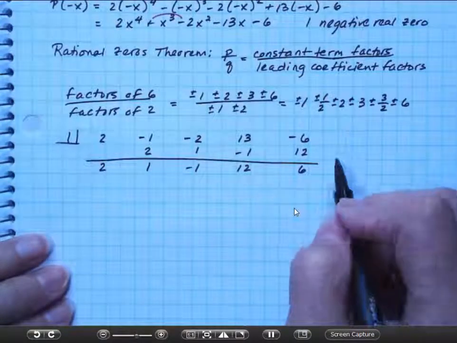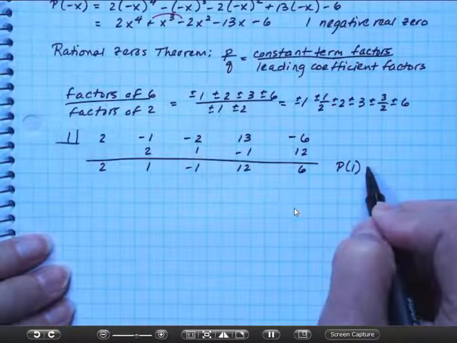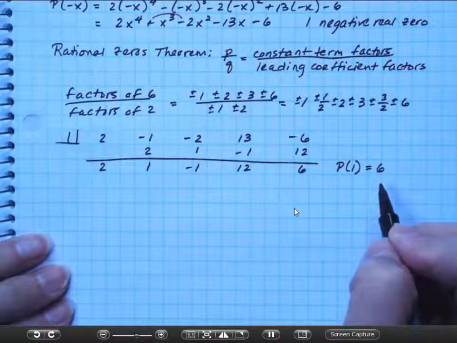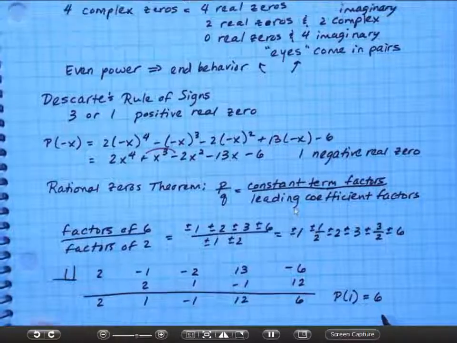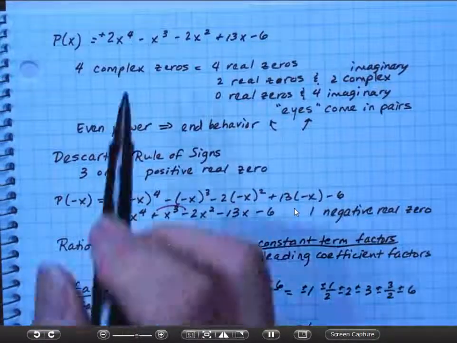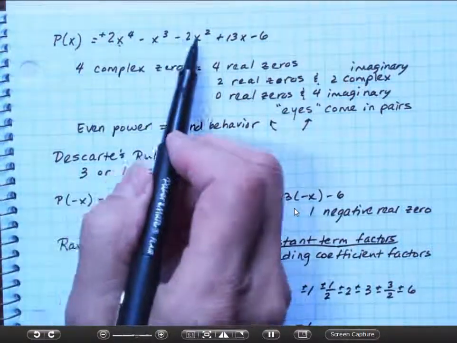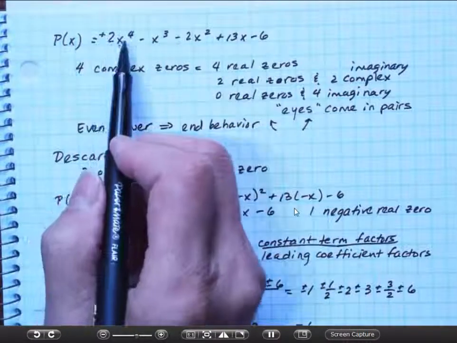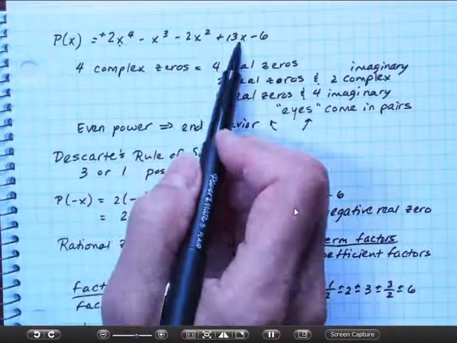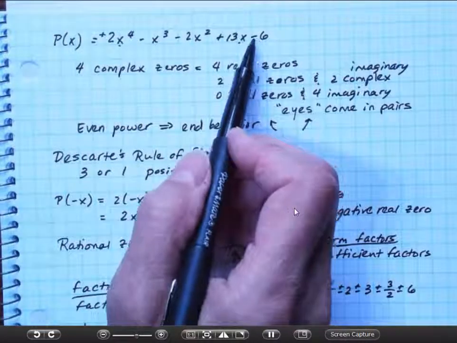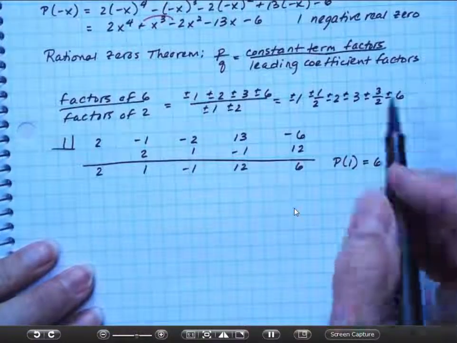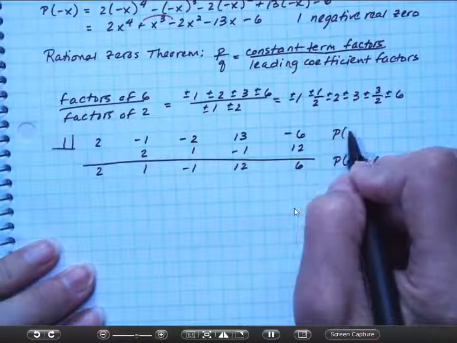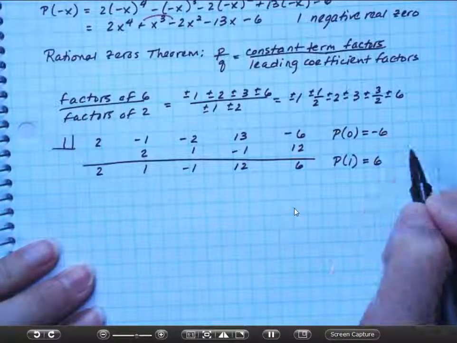So that means P of 1, using my remainder theorem, is equal to 6. If I look back at my original function and put in a 0 wherever I have an x, these first 4 terms would cancel out and I'd be left with just negative 6. So the reason I'm looking at that is because I know then that p of 0 is equal to negative 6. Why is that important?